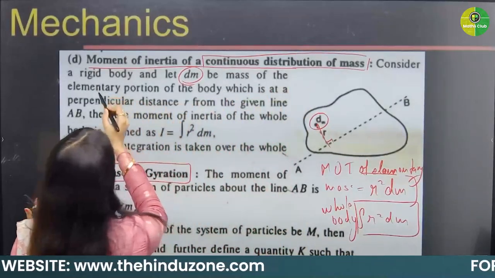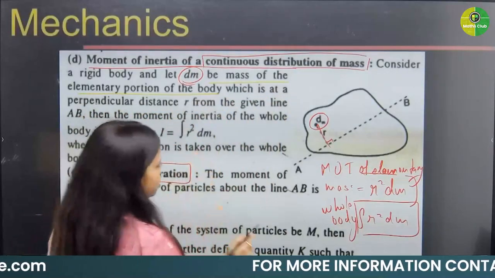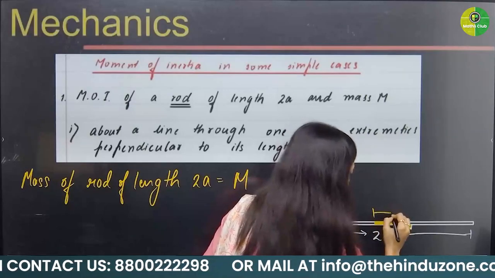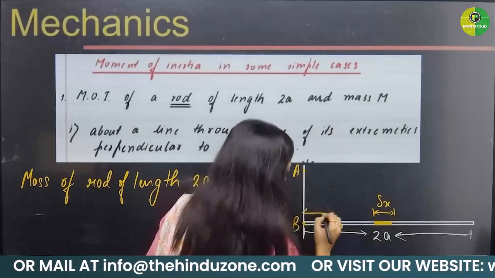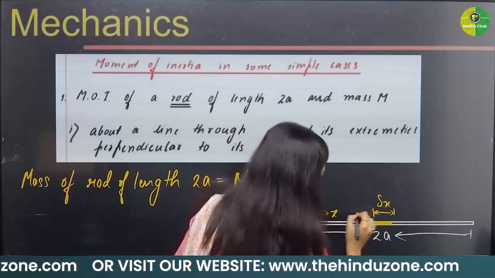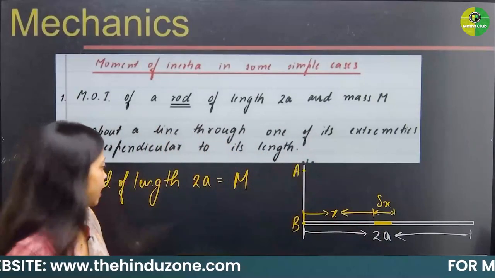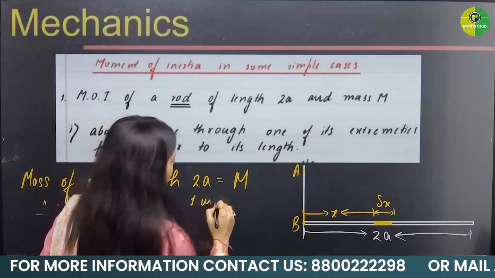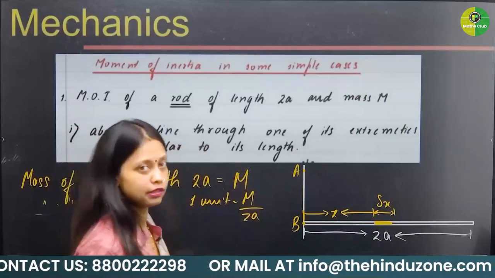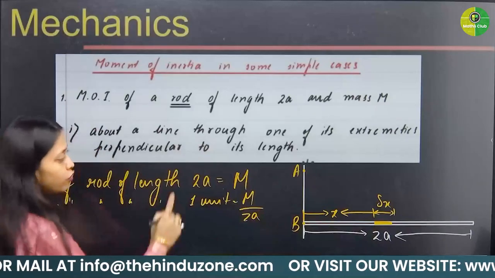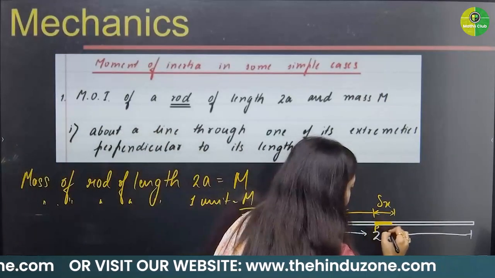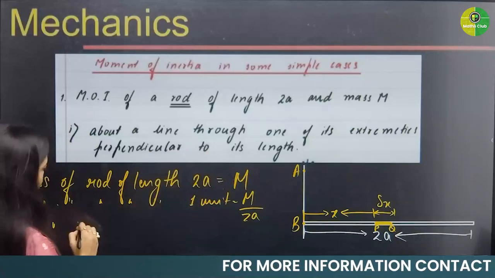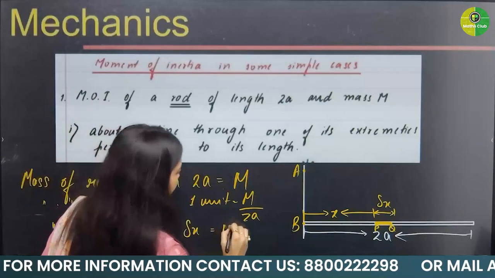For a continuous mass distribution, we take dm to be the mass of the elementary portion. So we'll take a small portion here, of length delta, which is at a distance x from this line. Mass of the complete rod, which is of length 2a, is capital M. So mass of rod of length 1 unit, or mass per unit length, is M by 2a. So I can have the mass of this elementary portion. Let PQ be an elementary portion of this rod, of length del x. So mass of rod of length del x will be M by 2a del x.